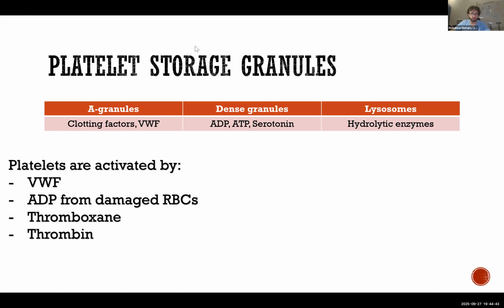Summarizing the steps of adhesion and aggregation, of course. First of all, from this slide, I just want you to know that there are things that activate platelets, most importantly, von Willebrand factor, ADP from the damaged RBCs, thrombin with thromboxane. This is what I want you guys to know from this slide.